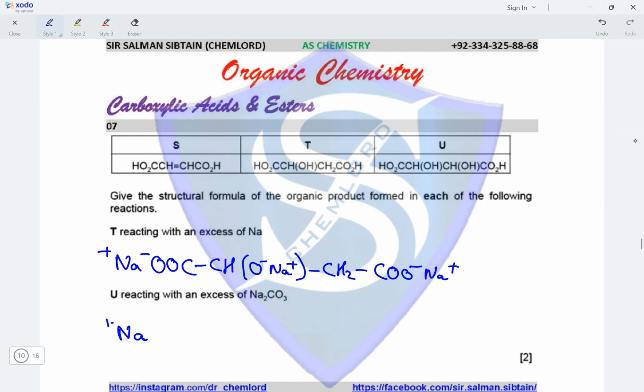Na+ -OOC, then we would have CHOH and again CHOH, and then COO- Na+. The two OH groups will not react with sodium carbonate, but the two carboxyl groups will react with sodium carbonate, producing sodium salts of the carboxylic acids.